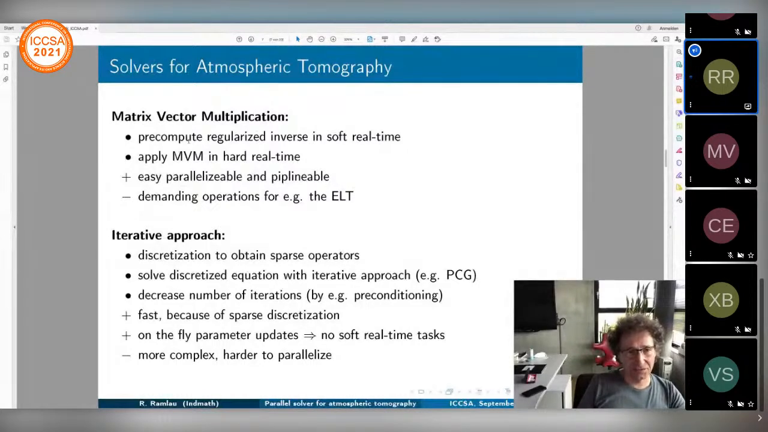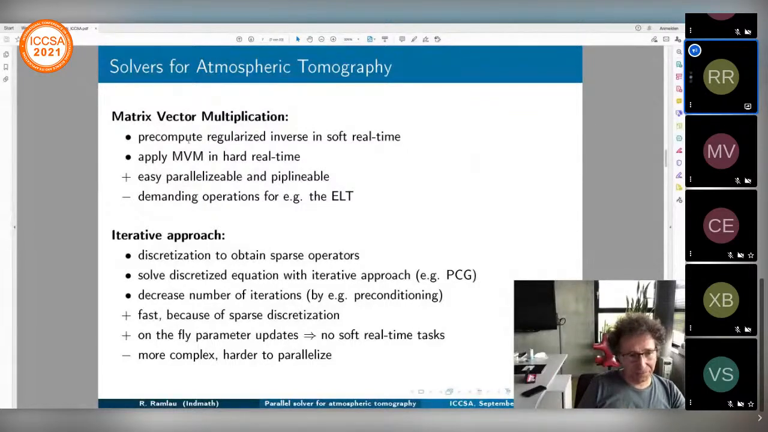So basically your reconstruction step is a matrix vector multiplication. What is nice about that, you can really parallelize that easily, and it's also pipelinable. Pipelinable means you can actually start the computation once the first batch of data trickles in. But of course, it's a lot of operations that you have to do.